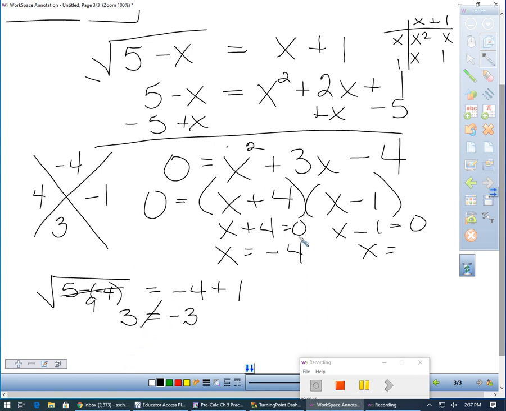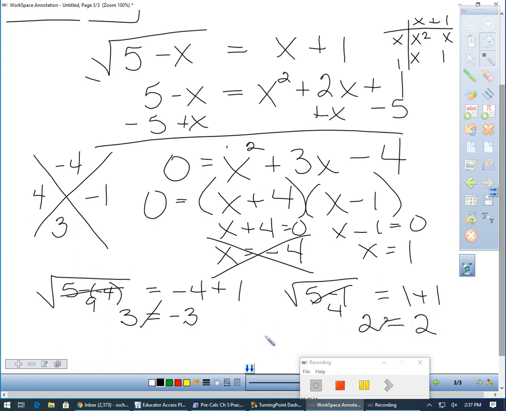No. So that is an extraneous solution. We cross it out. Now we've got to test x equals 1. So I have the square root of 5 minus 1 equals 1 plus 1. 5 minus 1 is 4. The square root of 4 is 2, equals 2. Does that work? So we circle this answer because that's the one that works.